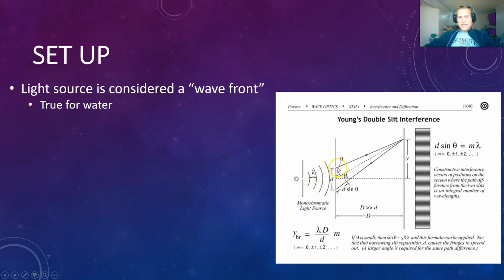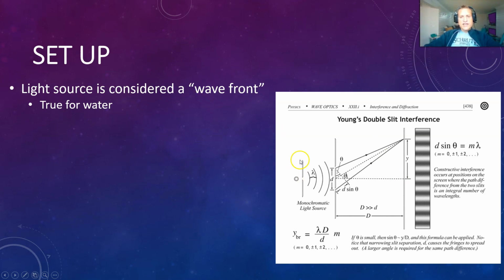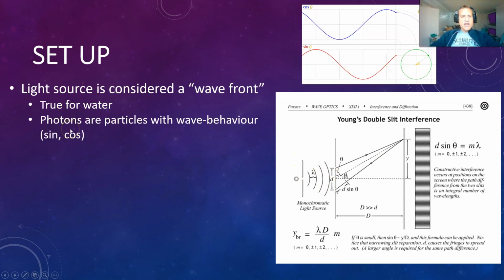There's two slits right here, which each create a diffraction pattern, and then the diffraction pattern from each of these interferes with each other and creates some other interference pattern, creating all these crazy waves, and then the intensity of the waves on a screen or a recorder device back here has this sort of intensity distribution. That's all it is. So the light source for light is considered a wavefront. Of course that is true for water, you have a wavefront, but that's not true for photons because photons are actually particles with wave behavior.